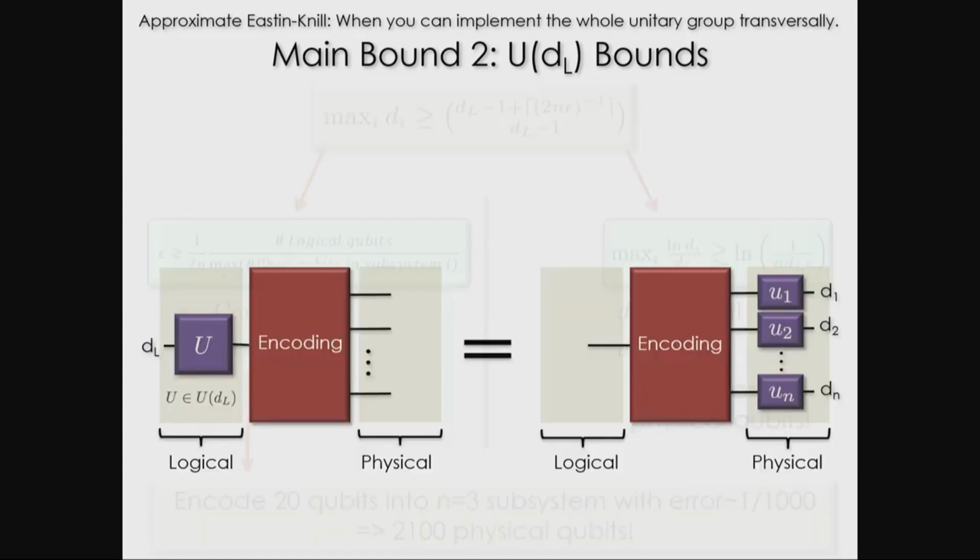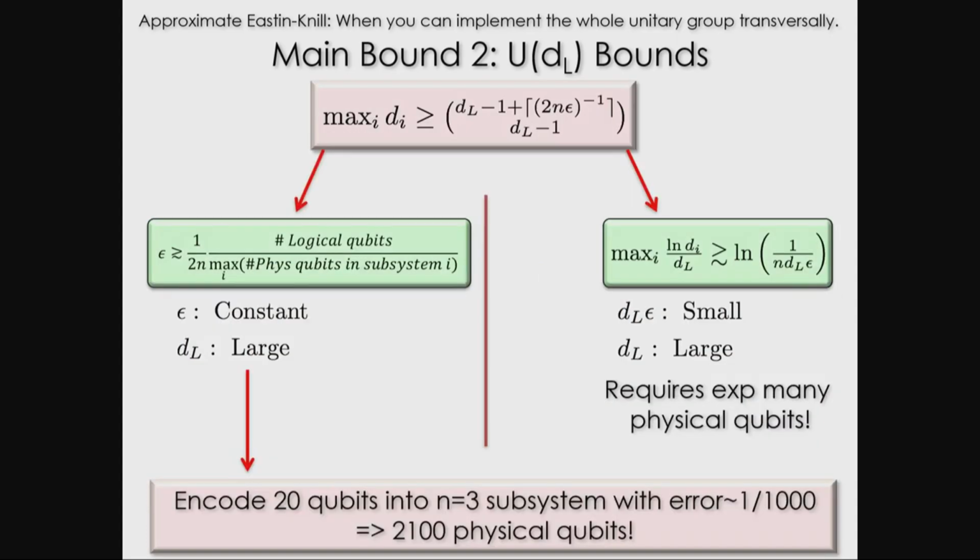But before explaining that, I'm going to remind you what the setup is. You have this encoding, and you want to be able to implement this logical unitary group by a tensor product operator on the physical subsystems. And by looking at the eigenvalues of these generators, you can find this bound, but it's hard to interpret, so I'm going to look at these different regimes.